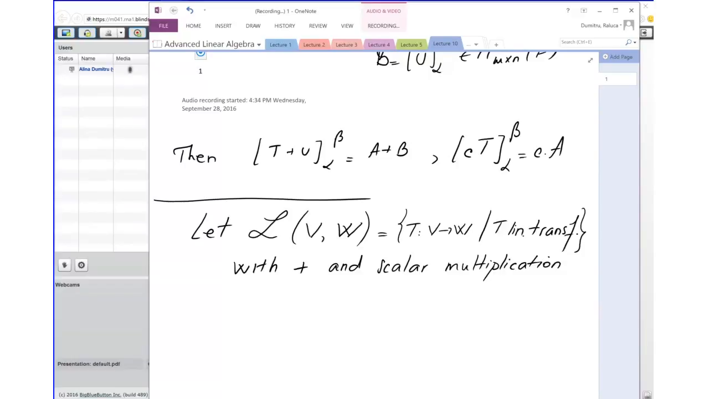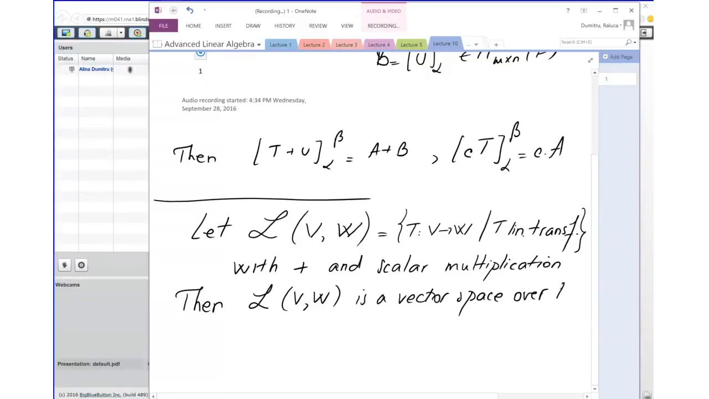All right, then what's going to happen with this set? If I take two linear transformations, I add them up, the result is still a linear transformation. If I take a linear transformation multiplied by a scalar, the result is still a linear transformation. So this set, L, is closed under the two operations, correct? Where I'm getting with this is that it turns into a vector space over the same field F.